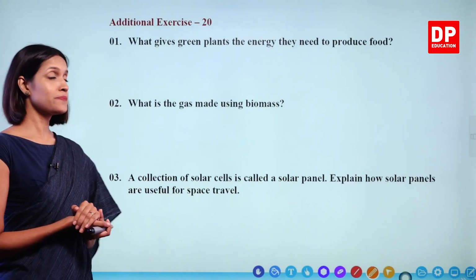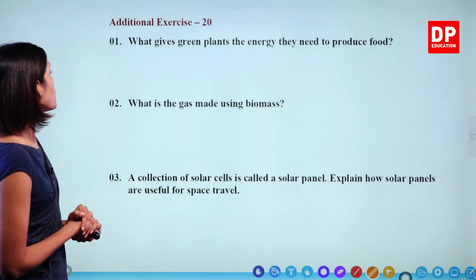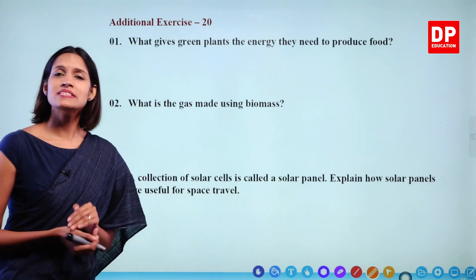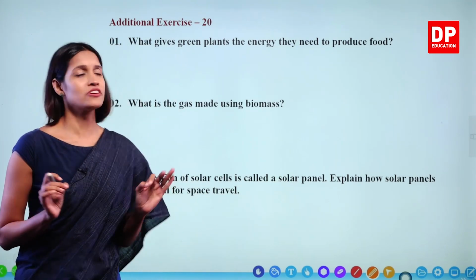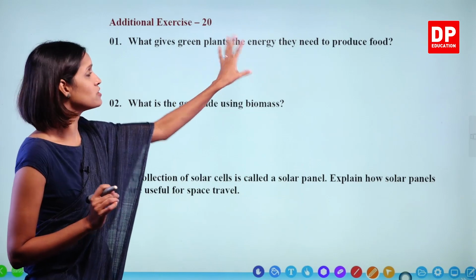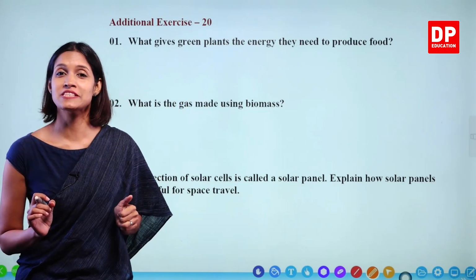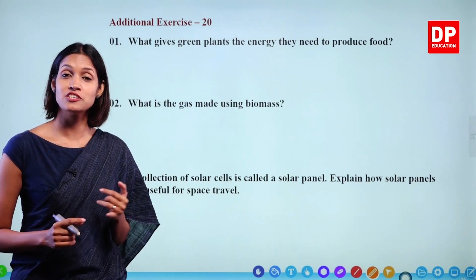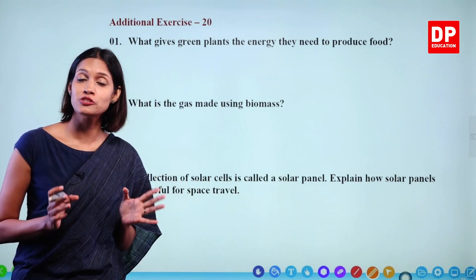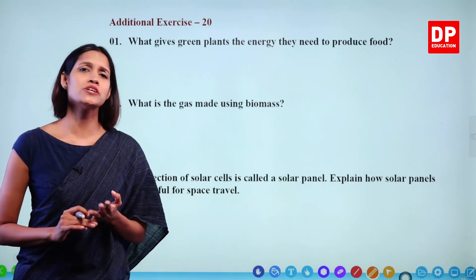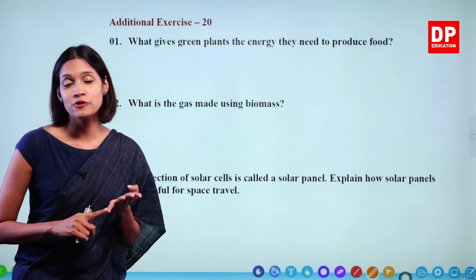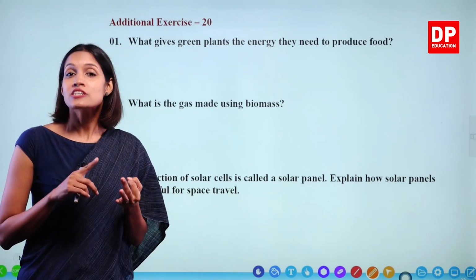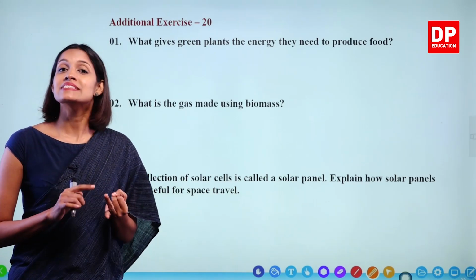Exercise 20. Number 1. What gives green plants the energy they need to produce food? What is the single word we can give instead of producing food in green plants? That is photosynthesis. You all know that photosynthesis needs 4 factors, right? What are the factors, children? Carbon dioxide gas or atmospheric carbon dioxide, soil water, chlorophyll in plant leaves and sunlight.